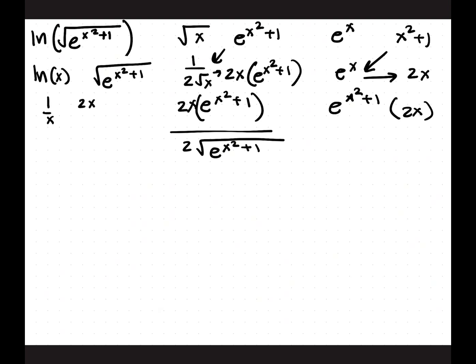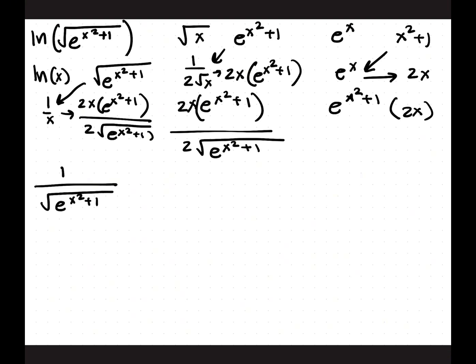And then finally I take this answer and put it into the first chain rule we did to find the derivative of root e to the power of x squared plus 1. And then finally I'm subbing in root e to the power of x squared plus 1 into 1 over x and multiplying it by 2x times e to the power of x squared plus 1 over 2 root e to the power of x squared plus 1. And this will give us an unsimplified version of our answer.